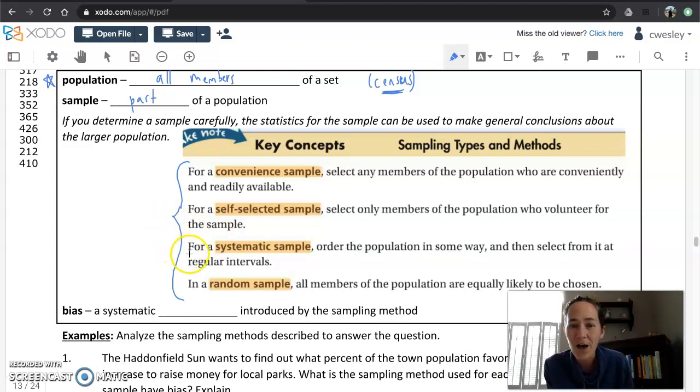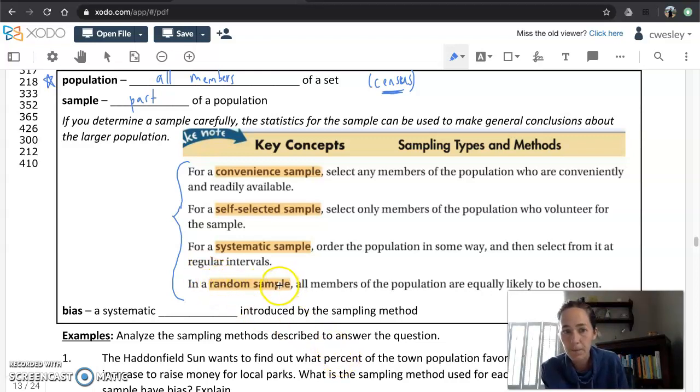Systematic sample. Order the population in some way and select from it at regular intervals. I've already mentioned alphabetical order is a really good example of a systematic sample. I'm going to put you guys all in alphabetical order, and I'll pick every 5th member on the list or every 4th member on the list. It could be you look at everybody's student ID numbers, right? Put those in numerical order and then choose at random.